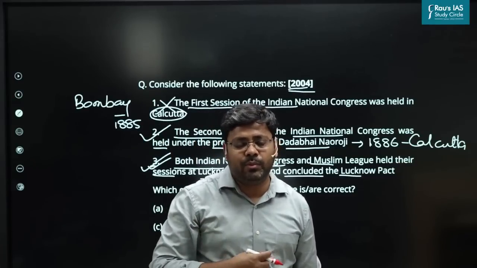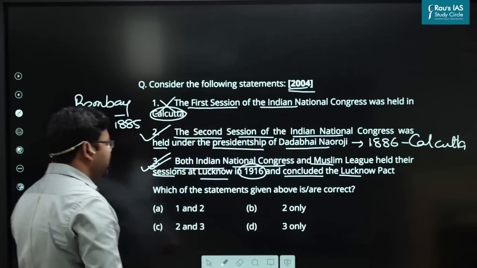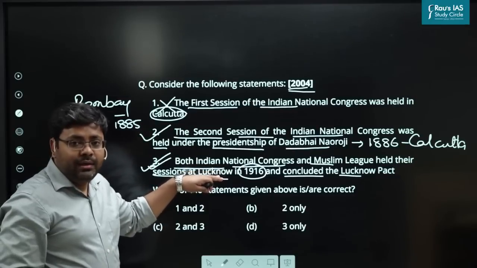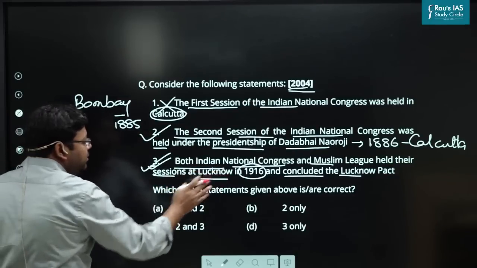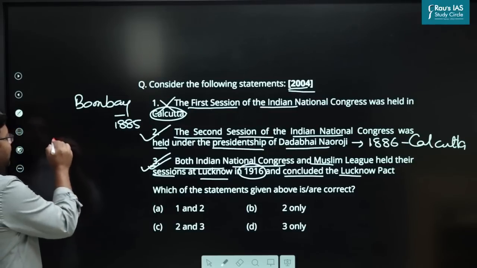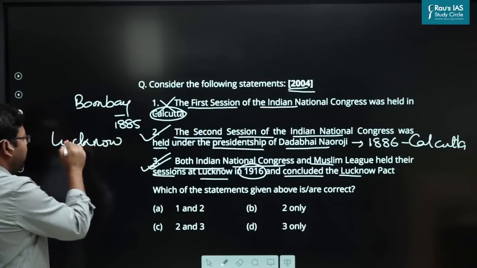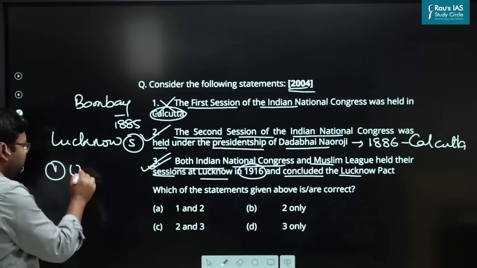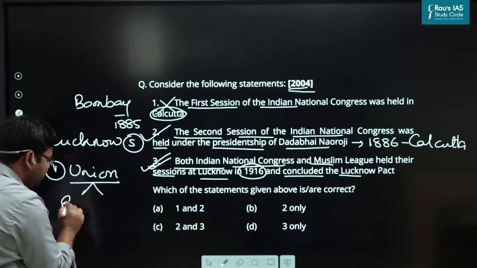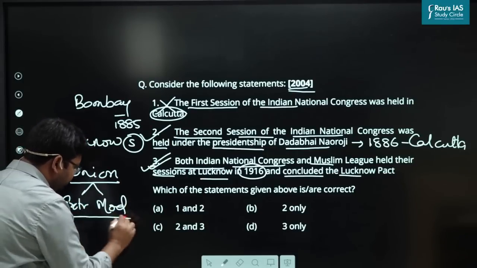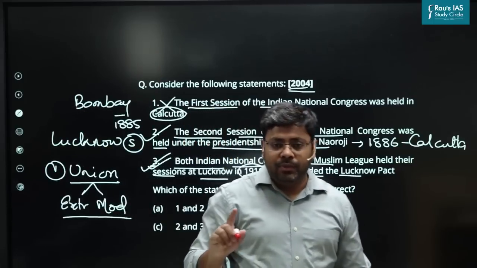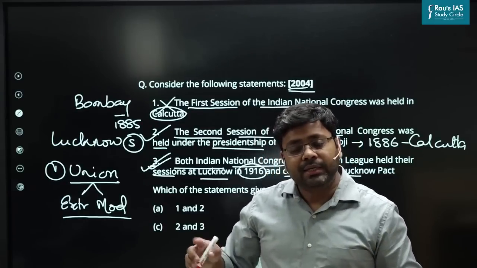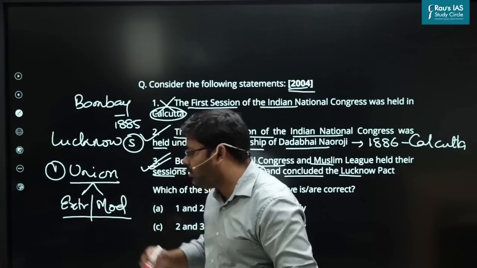Let's have some extra information about the Lucknow session of Congress in 1916. By 1916, the national movement had intensified, and in this perspective, the Lucknow session of Congress became very important. Two very important events took place in the Lucknow session. What were those? First, there was a union between the extremists and the moderate leaders again. Just try to remember this: the split between the extremist and the moderate leaders came in Surat, and in Lucknow came the union between them.